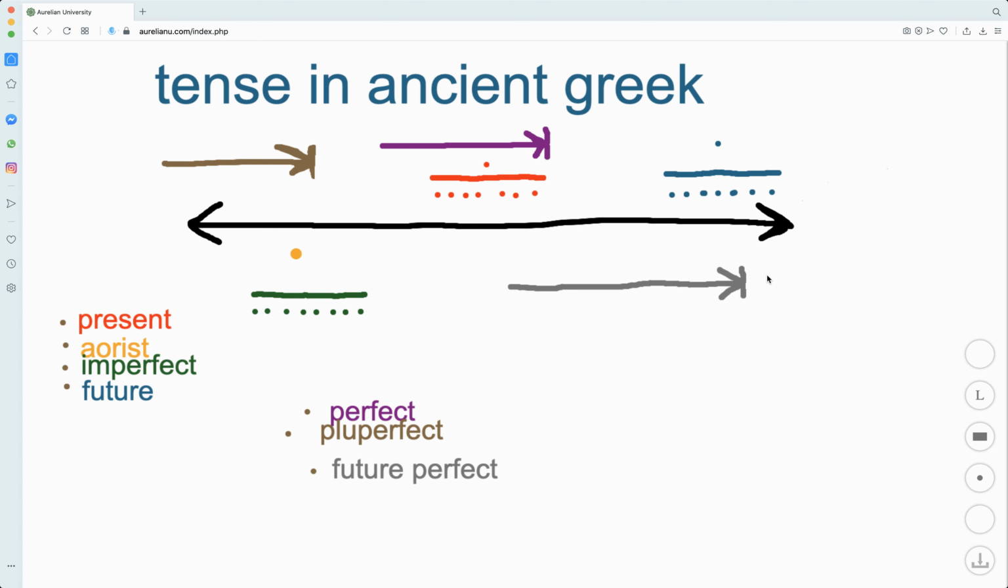So hopefully this makes it easier. As we go on, we'll be talking about more conjugations and more conjugational categories, but this should make things understandable.